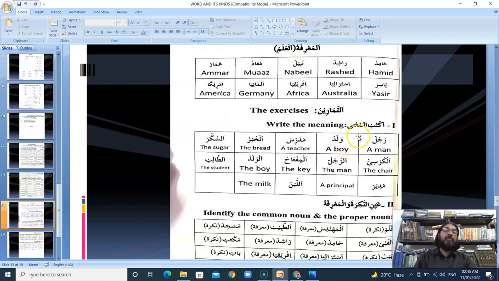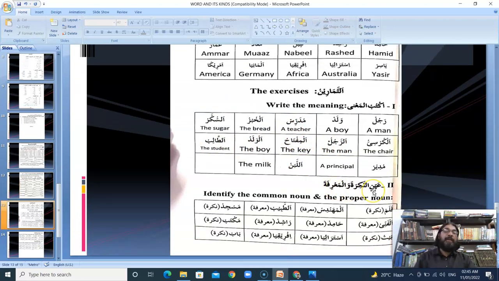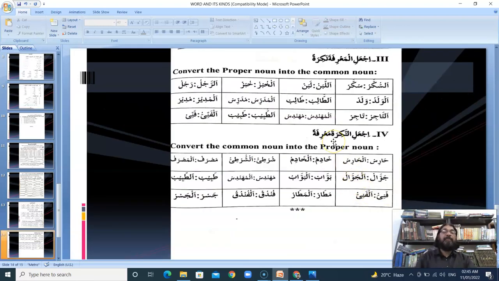Then exercises, uktub al-ma'na, write the meanings. This section also has been taught earlier. Rajulun, waladun, mudarrisun, al-khubzu, al-sukkaru, al-kursiyu, al-rajulu, al-miftahu, al-waladu, al-talibu. The meanings are given here. Ayyin al-nakira wal-ma'rifa. This is also a very important exercise. How you should convert the common into proper and proper into common.